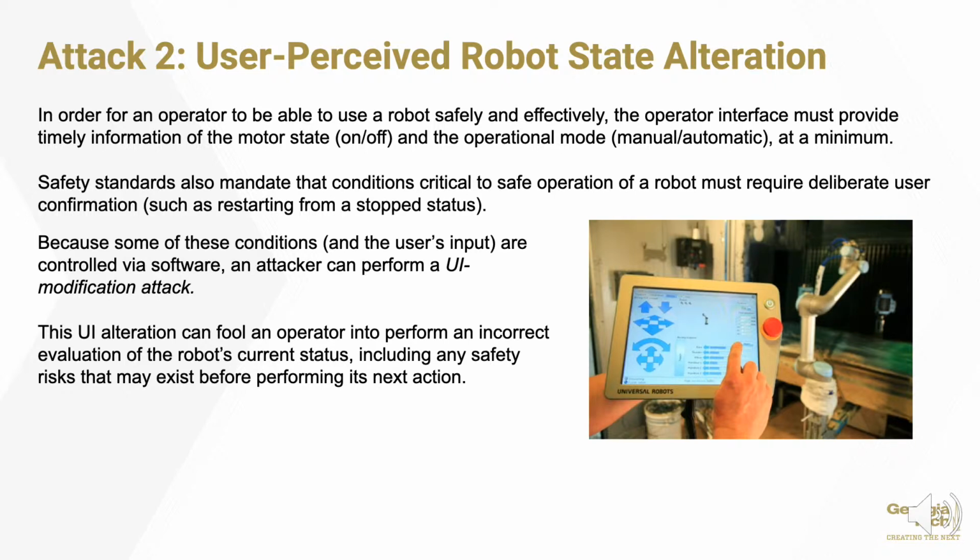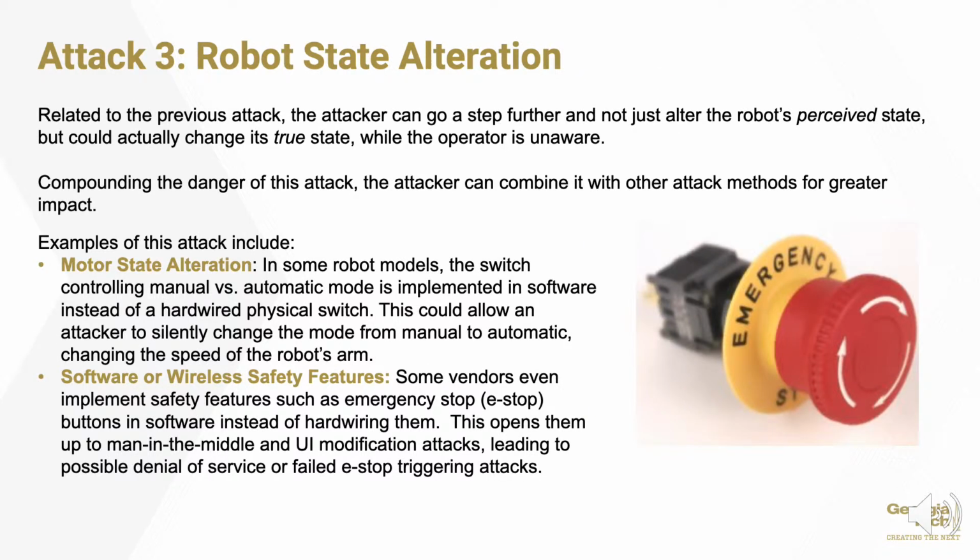is aiming for. So the third major attack that the authors explore is the robot state alteration, which builds off of the previous UI alteration attack that we just looked at. This is both an attack on the perceived state displayed to the operator, but also the robot's true state, which you can imagine is very dangerous.